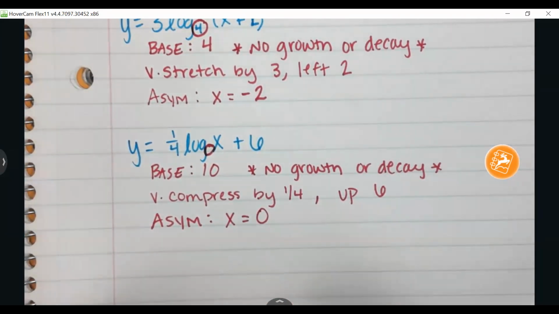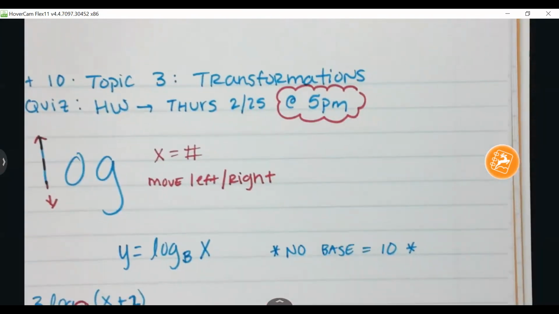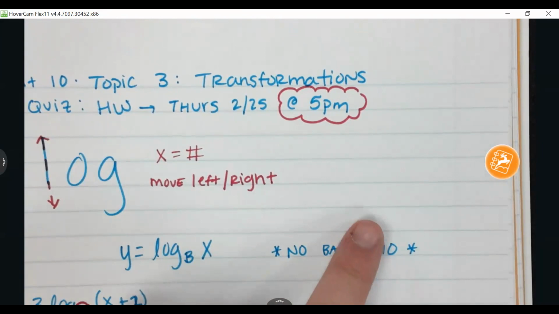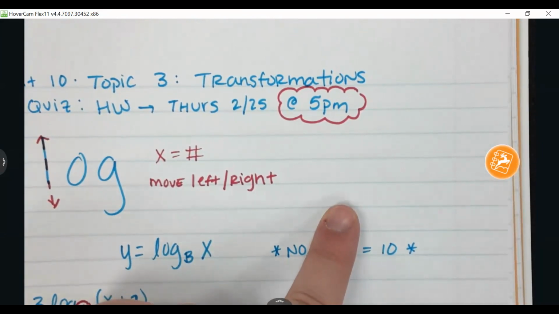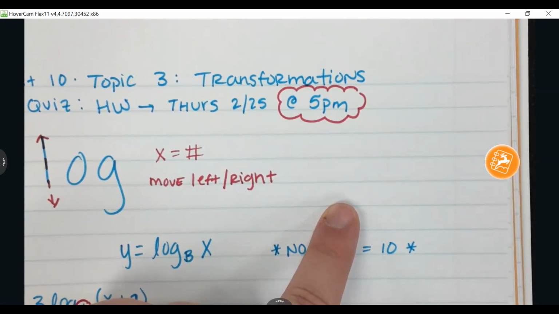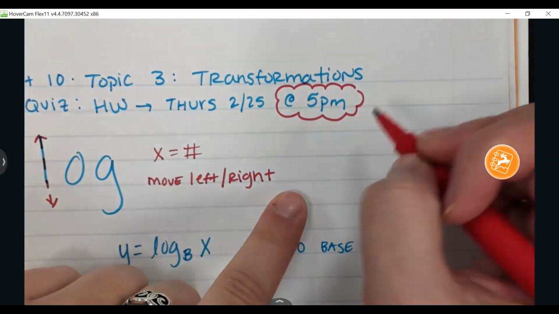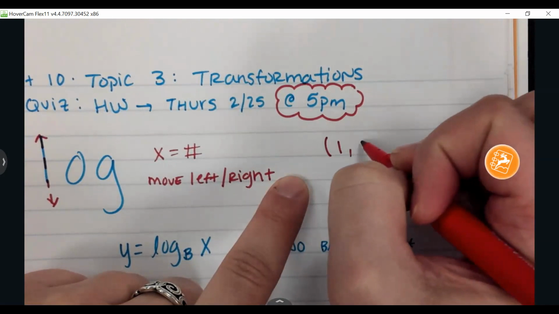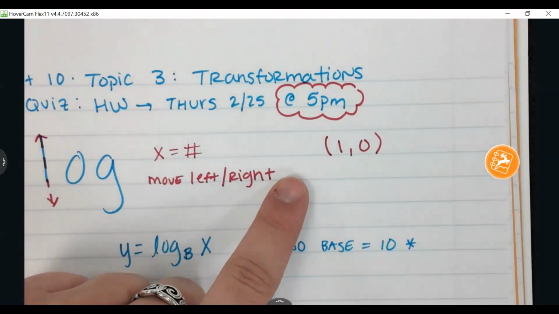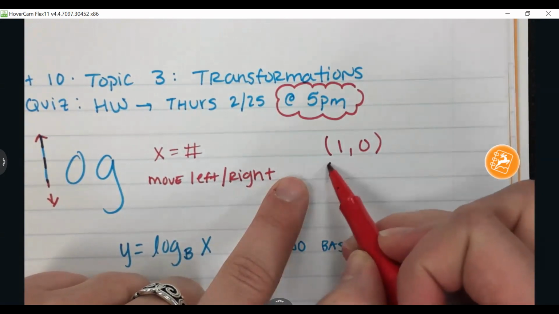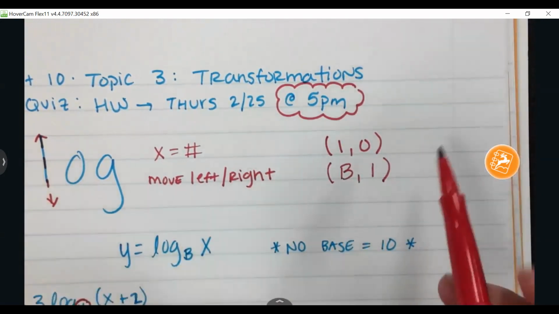Okay, here's what I want you to do. I want you to scroll back up to the top, because next to our word log, we're going to write our parent points. Logs and exponentials are inverse. When you hear the word inverse, what does that mean to us? Flip what? X and Y. So all we're doing are the points we had yesterday. We are flipping them. So instead of 0, 1, I now have a 1, 0. And instead of 1 base, I now have a base 1.